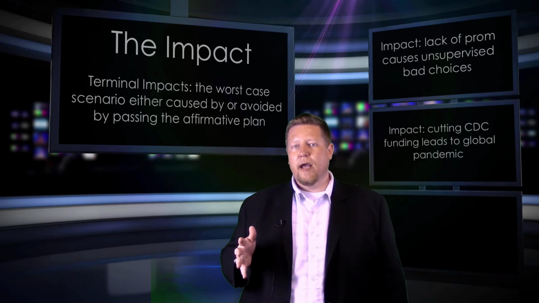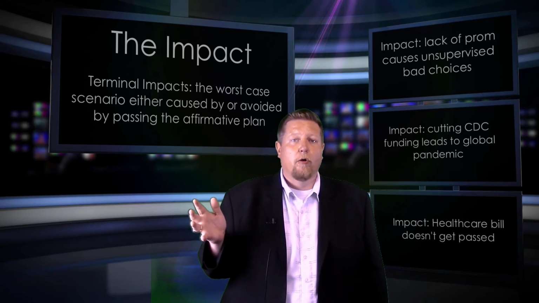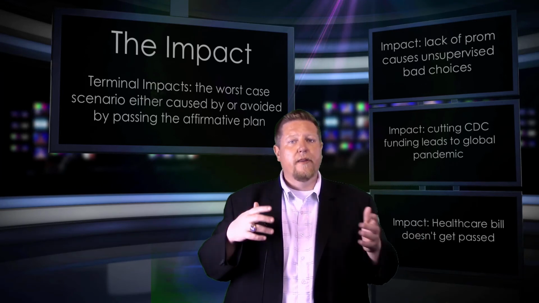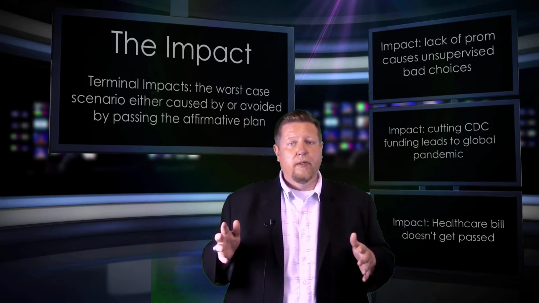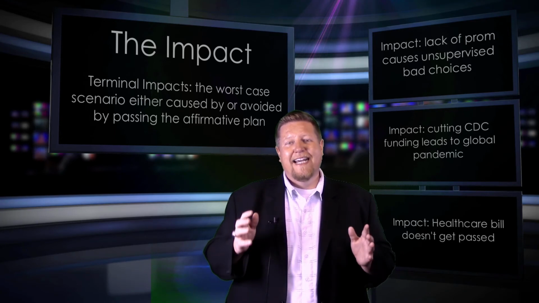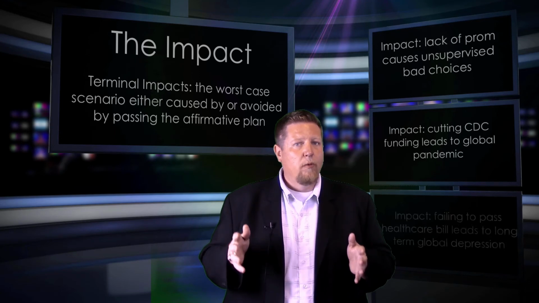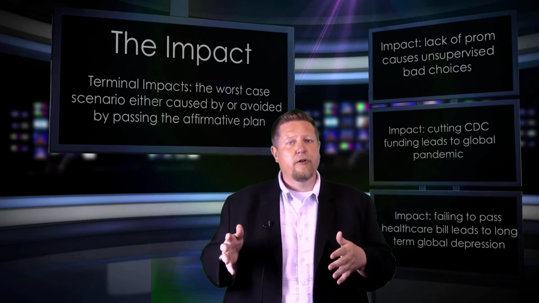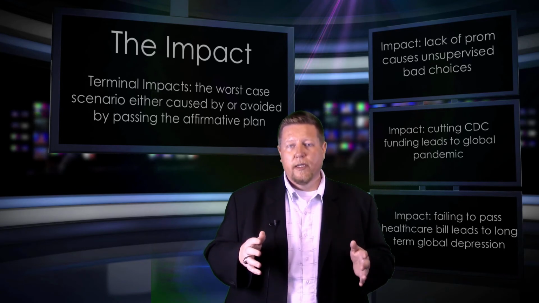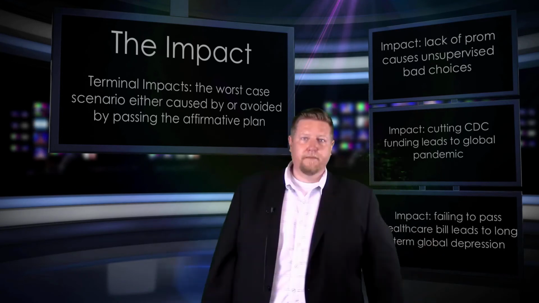For our politics example, the impact is that the health care bill doesn't get passed and millions of Americans don't get access to the health care they need. That's bad, of course, and it might be worse than the advantages claimed by the affirmative team. But let's take it a step further. What if we were able to demonstrate that an inefficient health care system was the biggest threat to our economy? And what if we could prove with evidence that failing to address our healthcare system would lead to a long-term global depression? That's really big, and it's probably worse than the advantages of the affirmative plan.